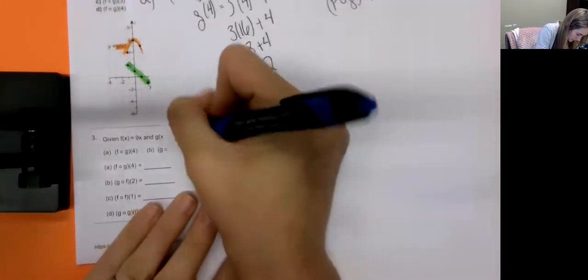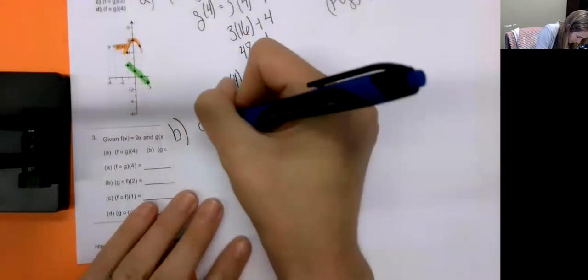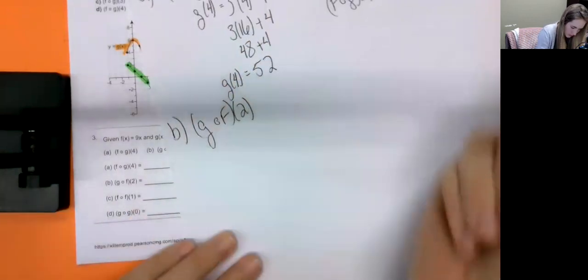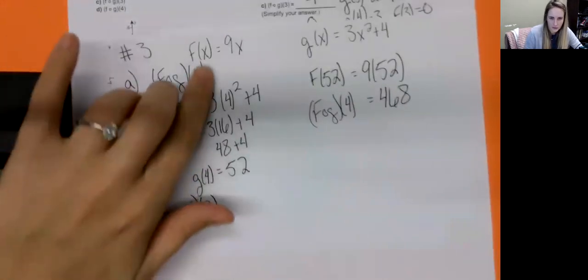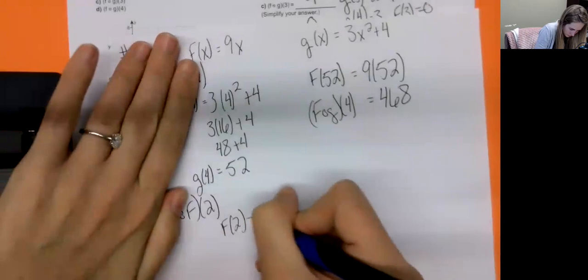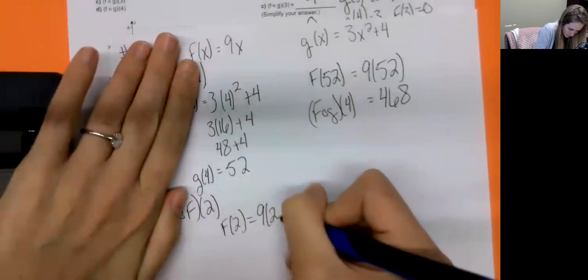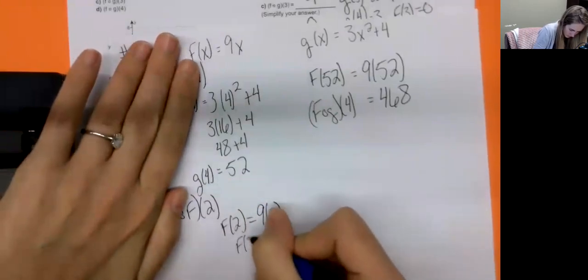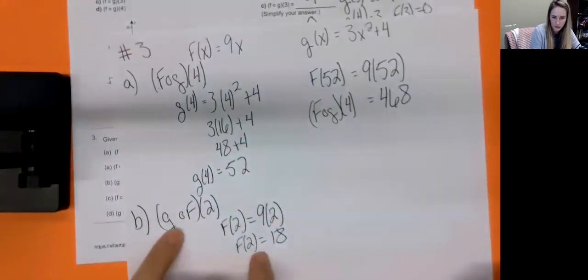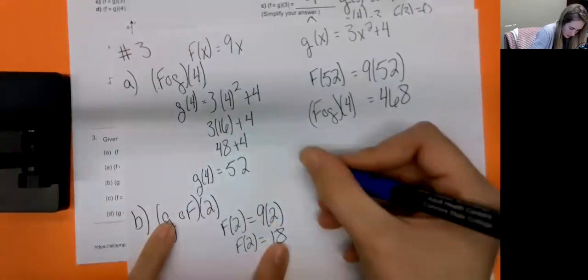B is g of f of 2. That means we're going to start with our f function. So we have f of 2 equals 9 times 2. So f of 2 equals 18. Then we substitute this number into the g function.